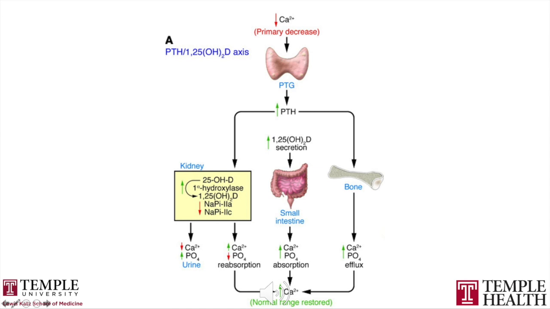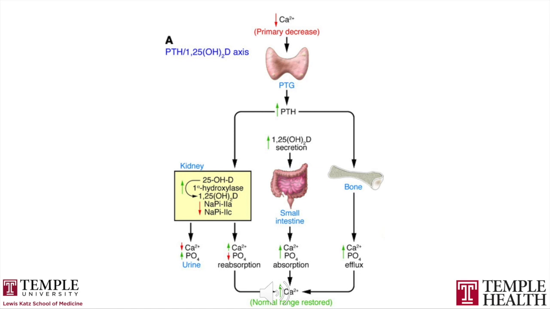And here we're looking at the normal biofeedback loop and physiology of parathyroid hormone. So the parathyroid gland senses a decrease in serum calcium via the calcium sensing receptor, and then this triggers parathyroid hormone synthesis and release. The parathyroid hormone itself acts in 3 ways to increase the serum calcium.